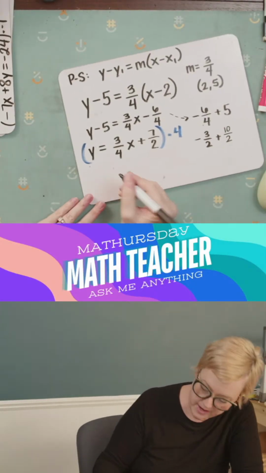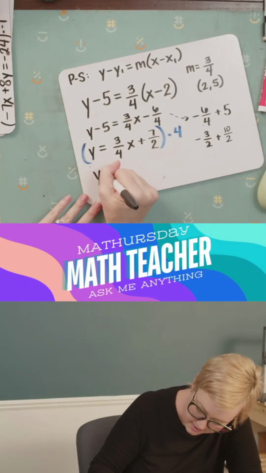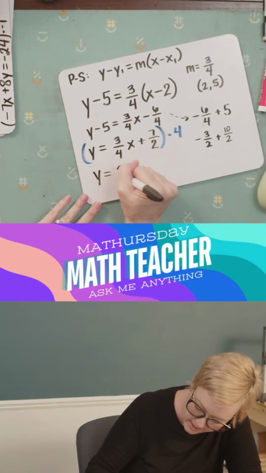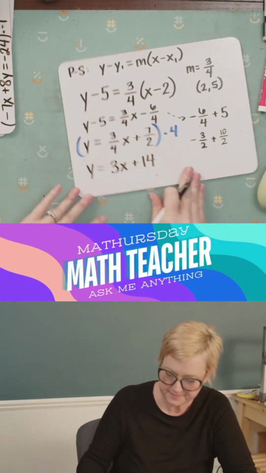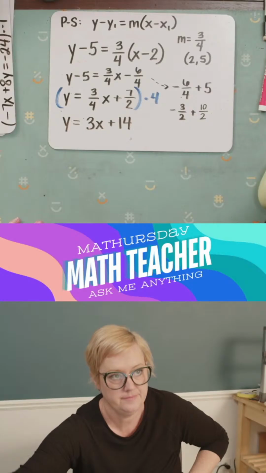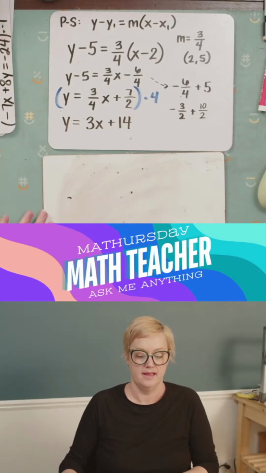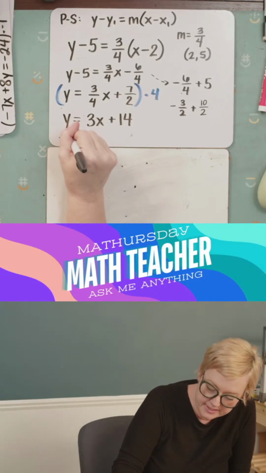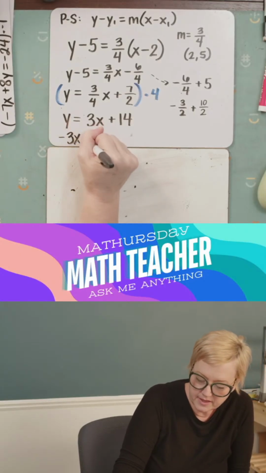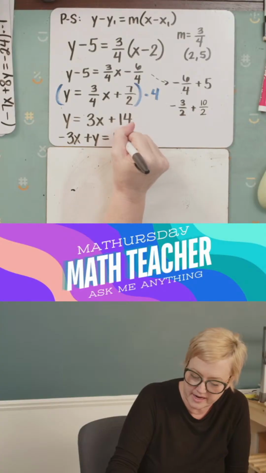So now this becomes y equals 3x plus 14. And I need to get it over here. So I've got minus 3x plus y equals 14.